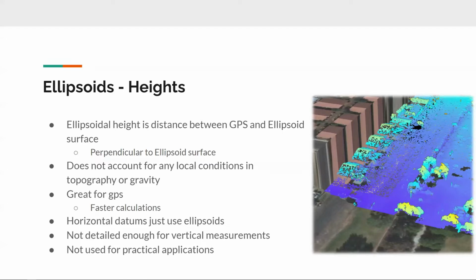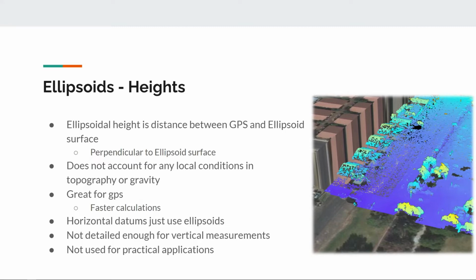So horizontal datums, yeah, we're just using the ellipsoids, but with the vertical measurements, we're gonna need a little bit more detail. Since we're not taking into account any of these features, it doesn't have a lot of real life applications, practicality, just because it's not taking into account local conditions.